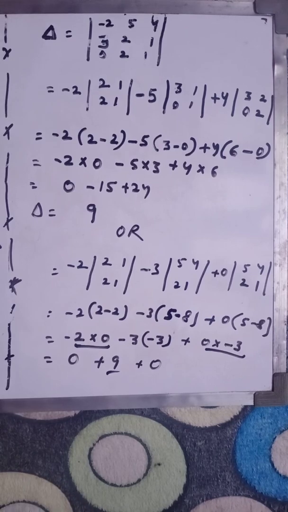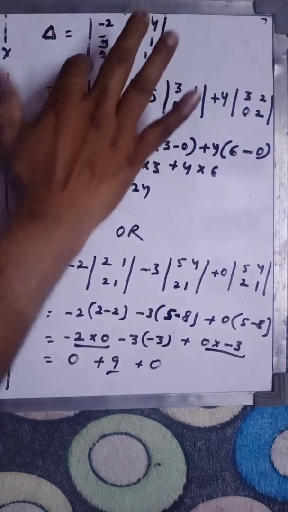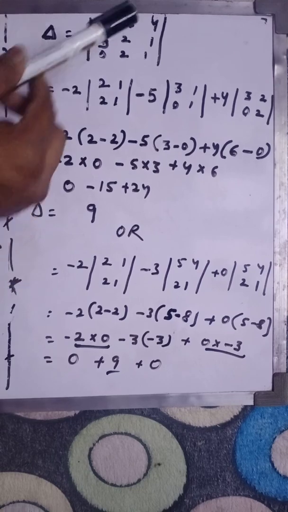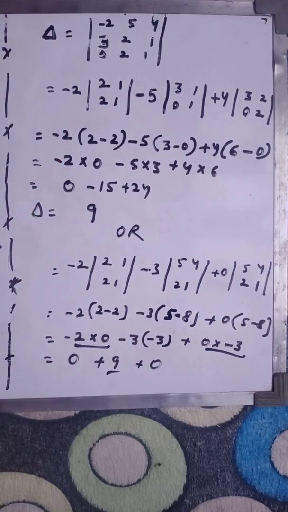Okay, so you can use any row and any column. Usually we take this row and this column. Mostly we use the first row and first column. Using these two, we will expand this determinant. Fine.